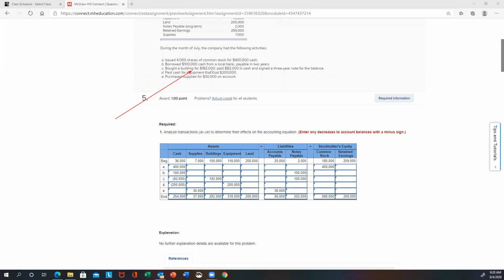Part C, bought a building, 182, you paid cash, the rest is the note. So you're going to increase that building by 182, decrease the cash by 82, and then the balance of 100 would go to note payable. D, you paid cash for equipment. So notice that you got equipment increasing and cash decreasing. That's just a shift in assets. And E, you purchased supplies for 30 on account. So you're going to be increasing supplies and increasing accounts payable.